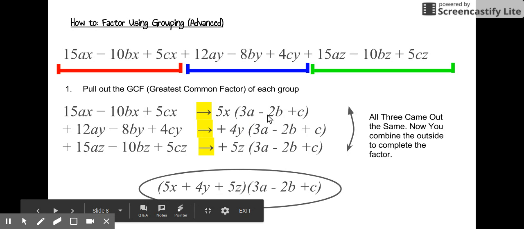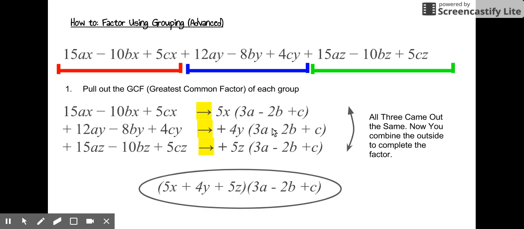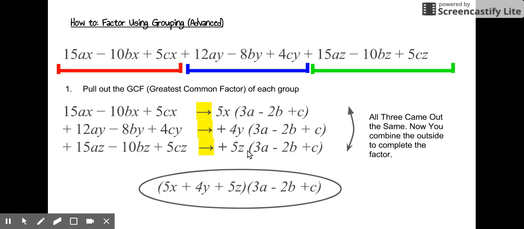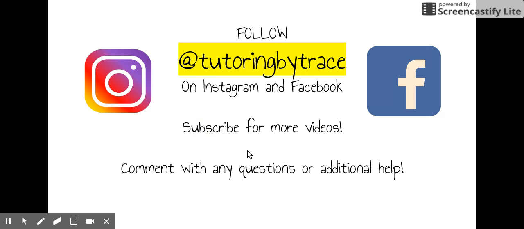All I did is, since we have 3 of these, whenever you factor, you just have to bring it down once. You don't have to do 3a minus 2b plus c cubed or anything. We just have to bring it down once. So we brought it down, then we added all of those. So that is how you factor using grouping with a 9-term polynomial.